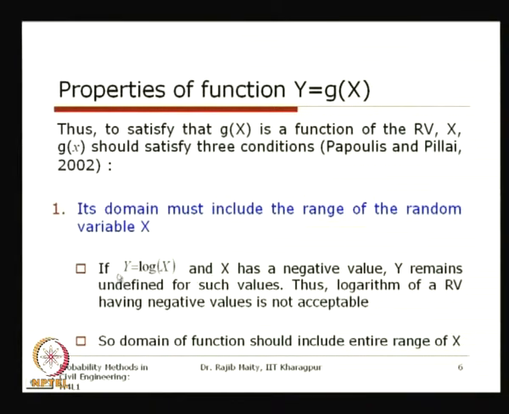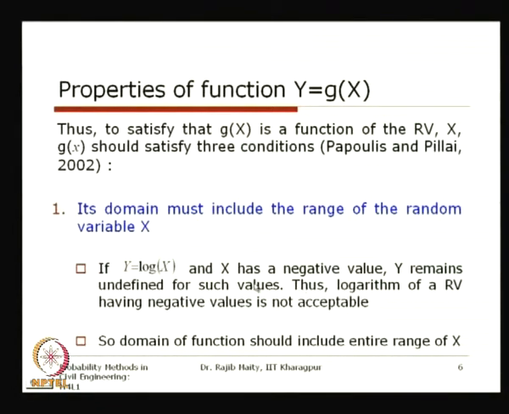Let us take one example here. If the function is y equals log x, and x can have negative values, then whenever we say this is the functional dependence, y equals log x, while giving the properties of x, I say that x is a random variable with a range of, for example, -5 to +5, with some negative values in its support. Then this y remains undefined for such values. For this negative zone, obviously y cannot be defined.